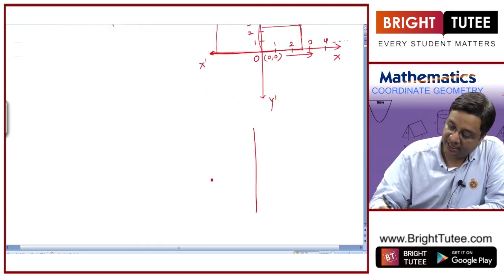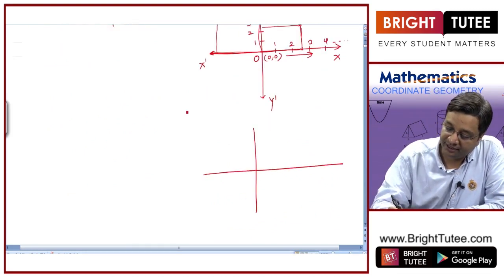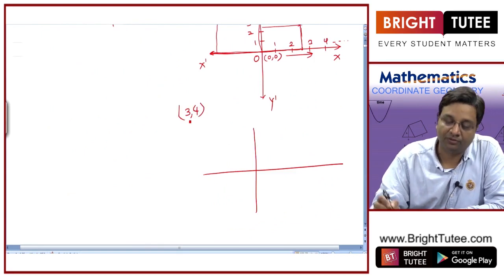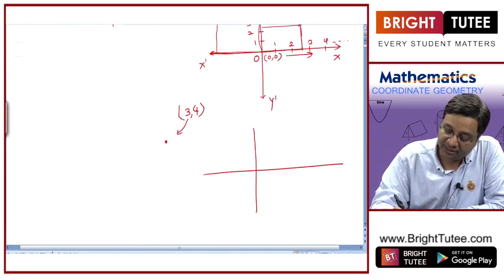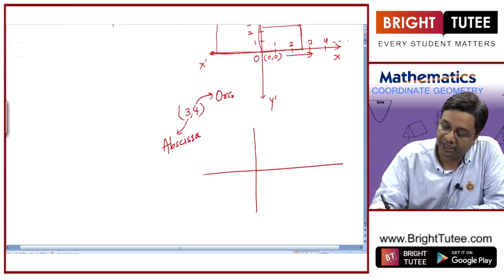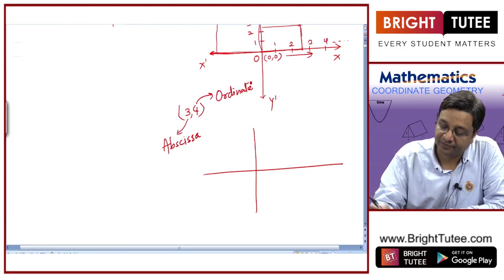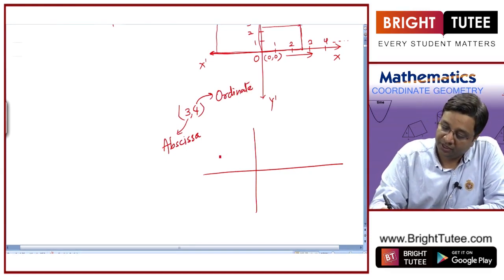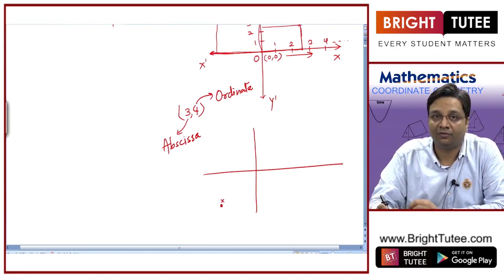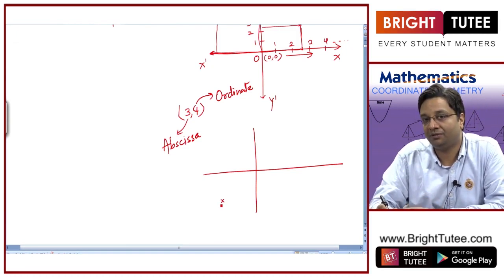So this x coordinate, let us say there is a point (3,4) once again. This x coordinate is also known as abscissa, and this y coordinate is also called ordinate, right? So let me ask you, if there is this point, what will be the abscissa? Whether the abscissa will be negative or positive?